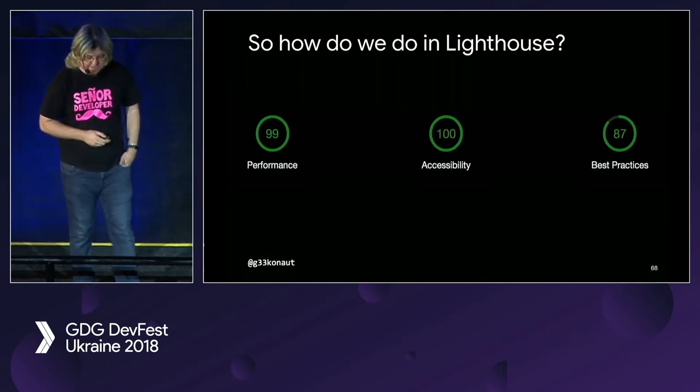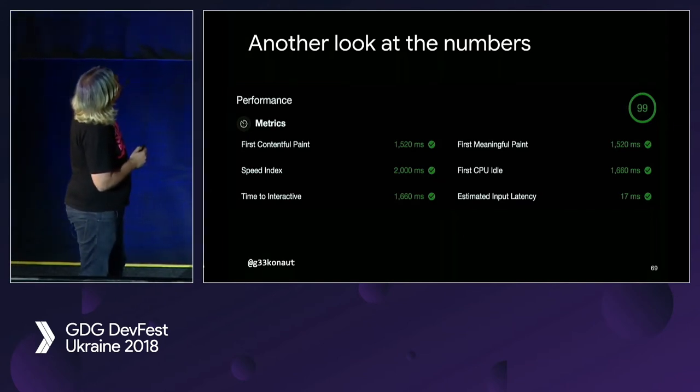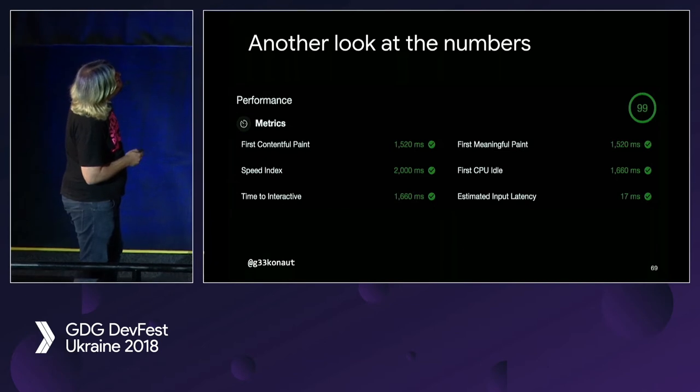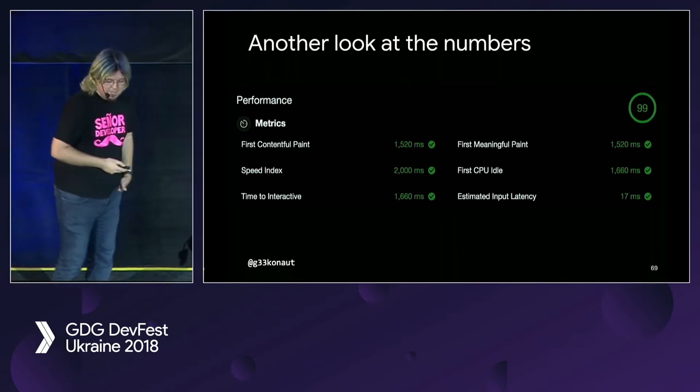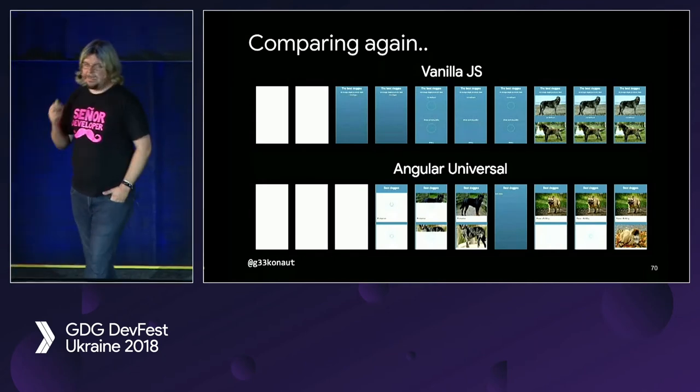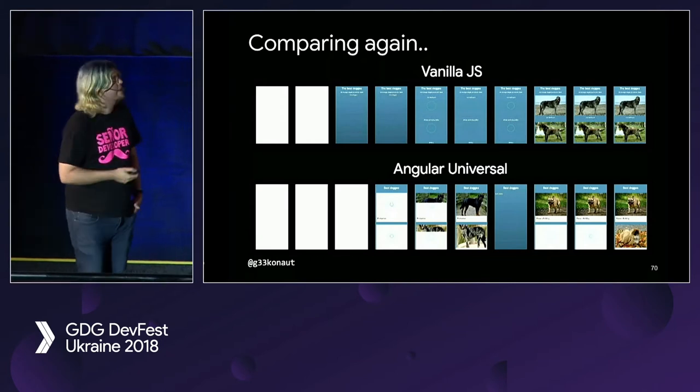Accessibility still tops, fantastic. Let's look at the metrics. We're also doing better here. It's 1.5 seconds to the first paint, but the meaningful paint gets quicker as well, and our CPU is relaxed, quicker. But again, I like to look at what the user sees, because I think this visual way is much, much better in understanding what's happening.